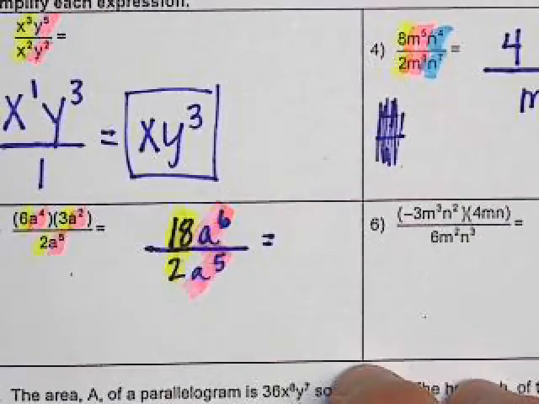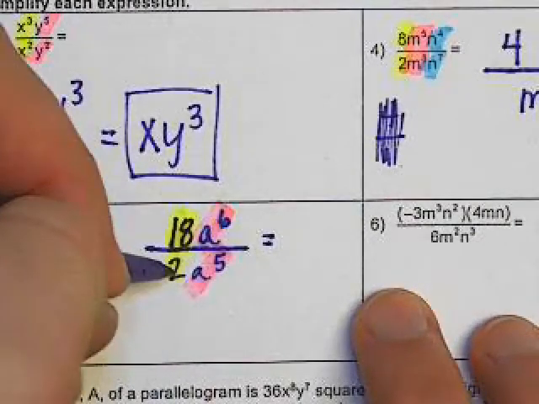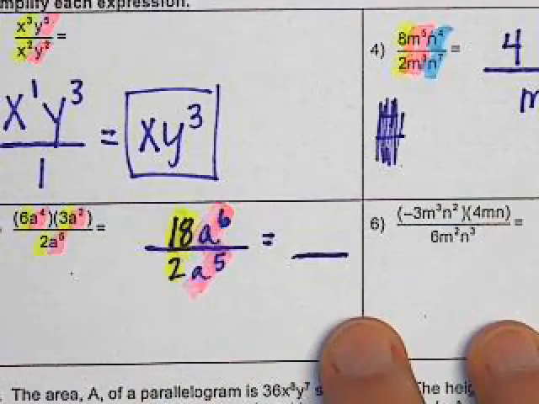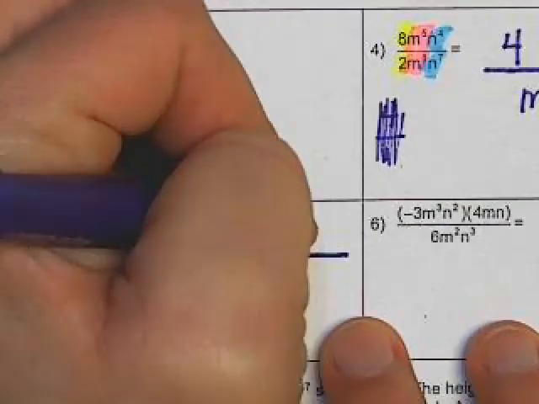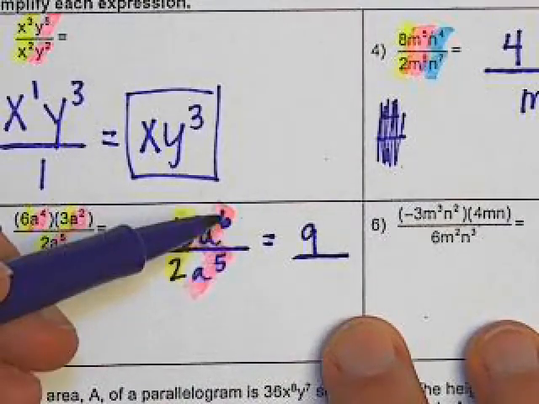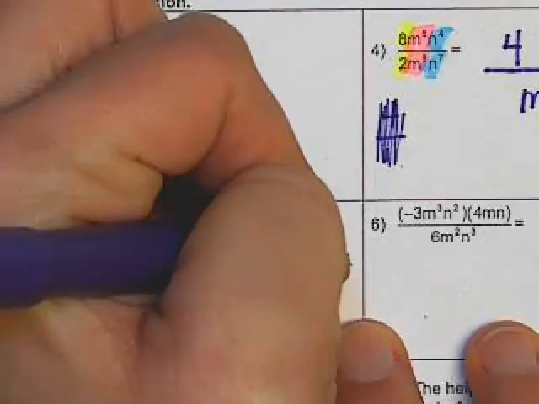So now I'm going to divide. 18 divided by 2 is? Okay, I still have to have my fraction bar, and 9 is going to go where? On the top or the bottom? Top. Good. Now I'm subtracting the A's. 6 minus 5 is? 1. Do I have to write the 1? No. So it's just A.